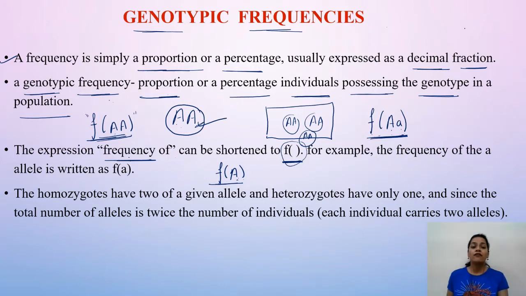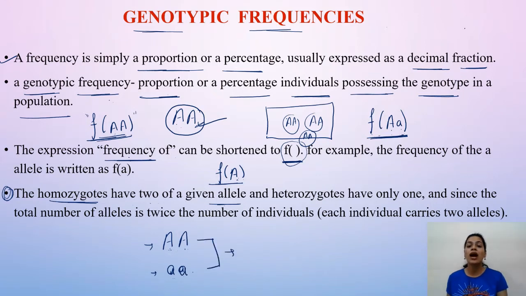Okay, now a very important point to understand here is that whenever we are talking about homozygotes, we have to keep one thing in mind: homozygotes have two of a given allele. If I'm talking about this, this is an example of a homozygote. So how many alleles do they have? They have two alleles, and both of them are similar. Both of them have two identical alleles. This point I have to keep in mind. Why? I'll tell you when we study the allelic frequency.